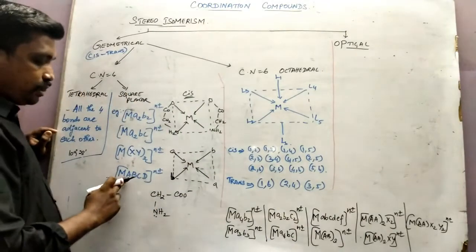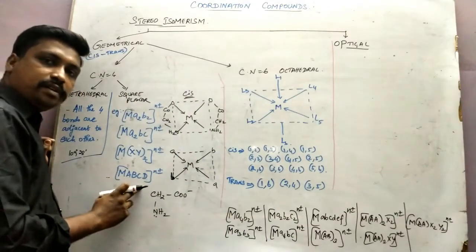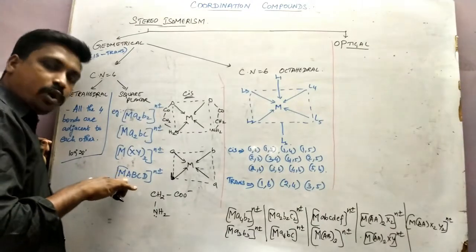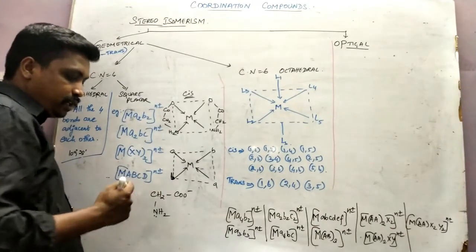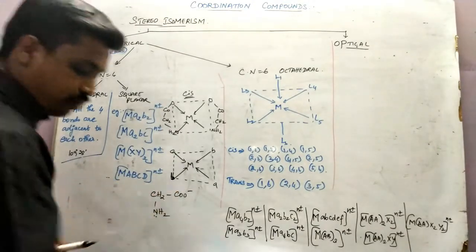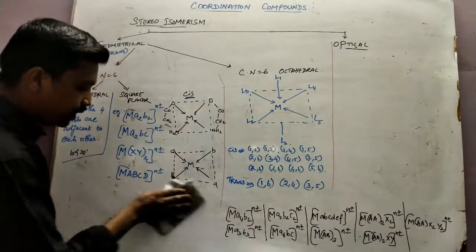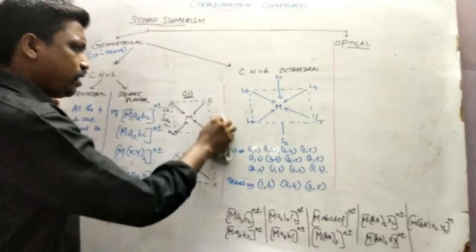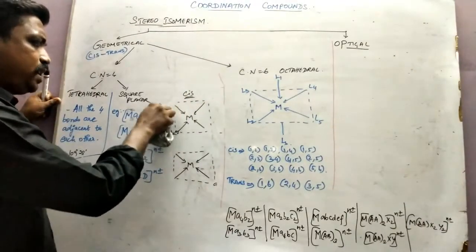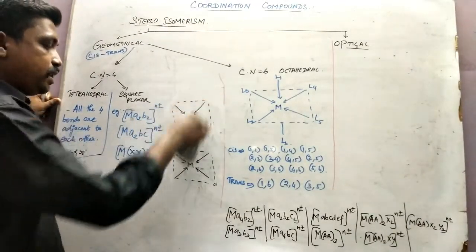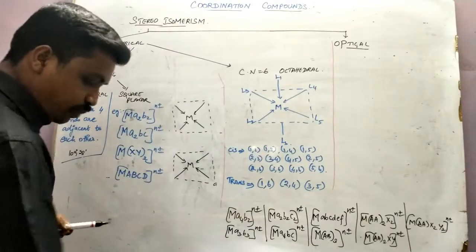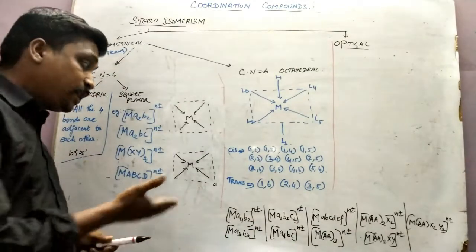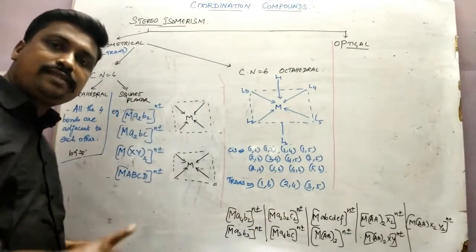Then coming to the MABCD type. Here, with respect to one ligand A, we look at how the other ligands are situated. I will draw the structures of the MABCD complex. It is not at all a difficult one. It is the same thing, but the main point is that with respect to one ligand, we classify the others as cis or trans.